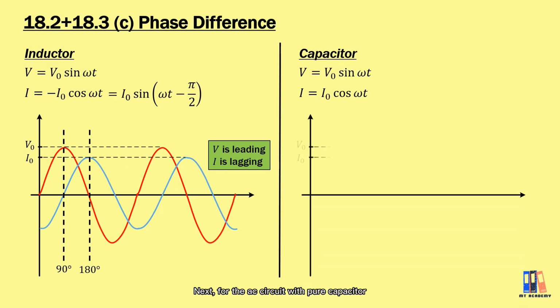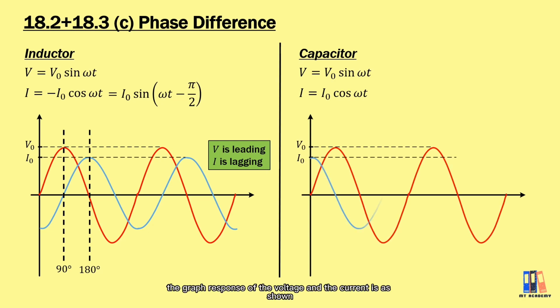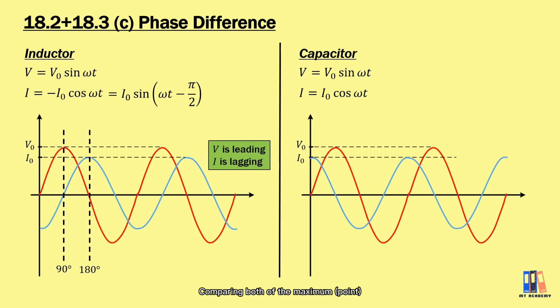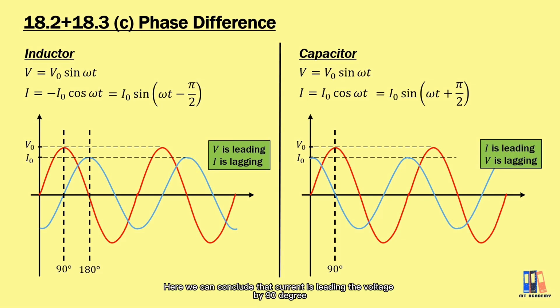Next, for the AC circuit with pure capacitor, the graph response of the voltage and the current is as shown, comparing both of their maximum value, where the current achieved maximum value at 0 degree, while voltage is at 90 degree. Here we can conclude that current is leading the voltage by 90 degree, and it can be expressed as I0 sine omega t plus pi over 2.